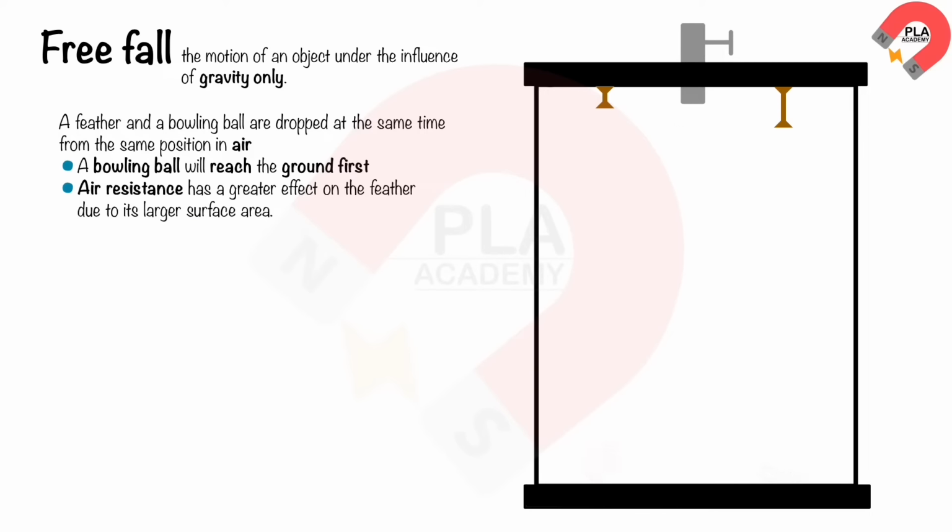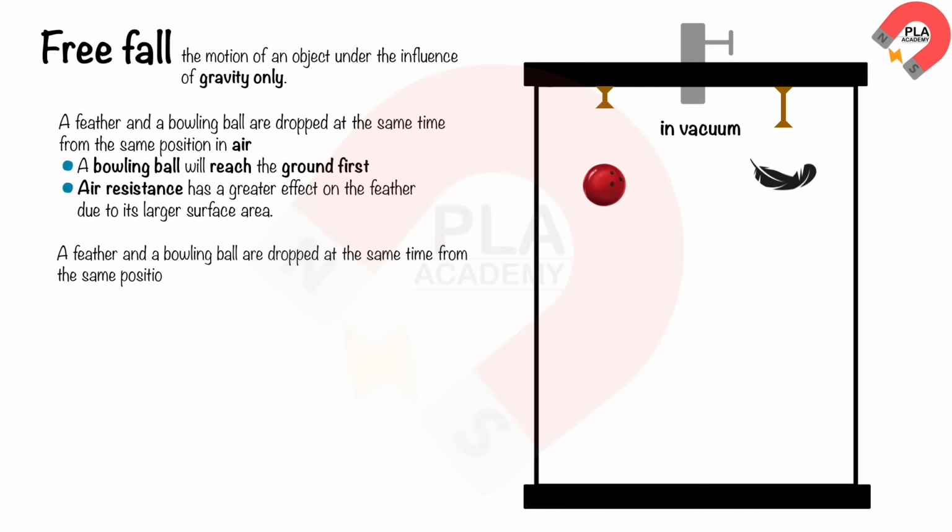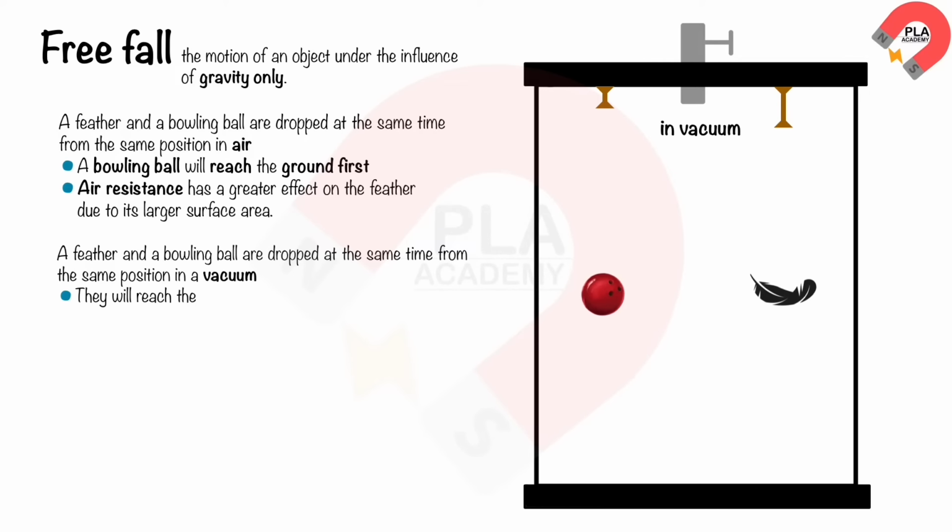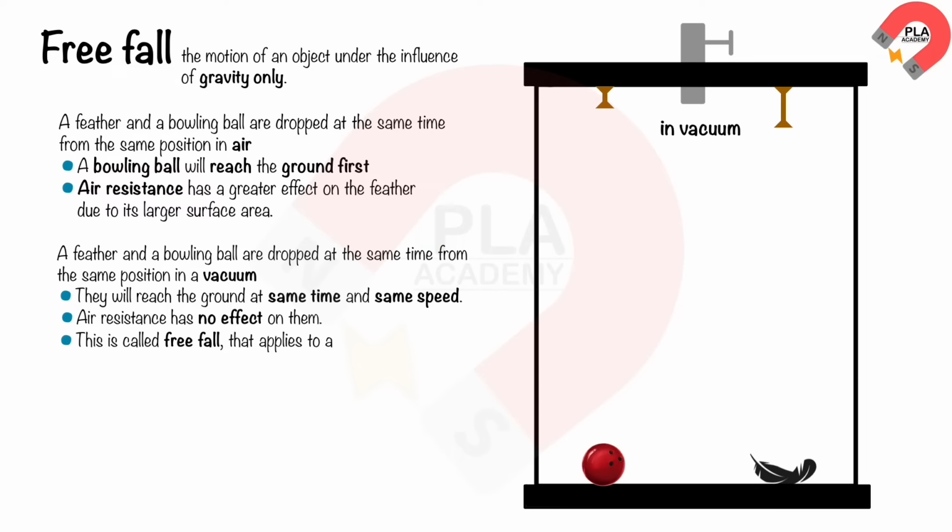If a feather and a bowling ball are dropped at the same time from the same position in a vacuum, they will reach the ground at the same time and same speed. This is because air resistance has no effect on them. This is called free fall, which applies to all objects regardless of their mass in a vacuum.